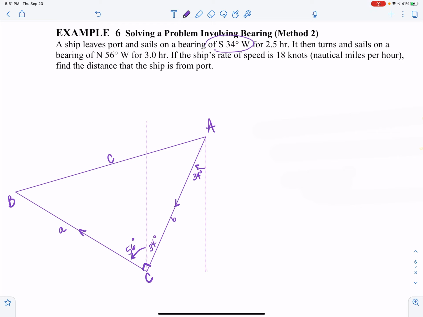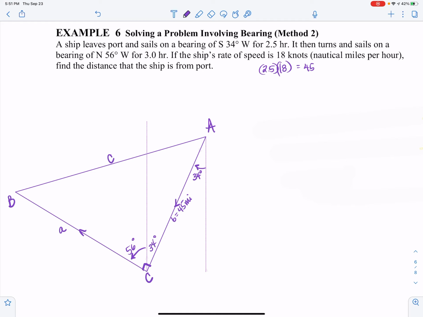Now let's go back and read about those distances and those times. So it went 18 knots for 2.5 hours. This was the first path it took. 2.5 hours at 18 miles per hour. So all we're going to do here is just simply 2.5 times 18. This was the first part of the path. And so I'll find that that is equal to 45 miles. So side B is going to be 45 nautical miles.